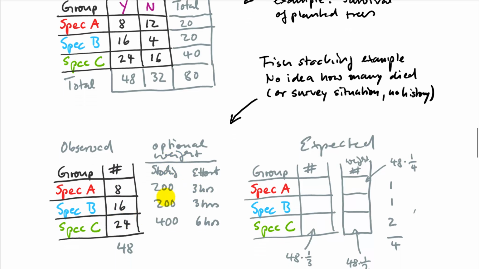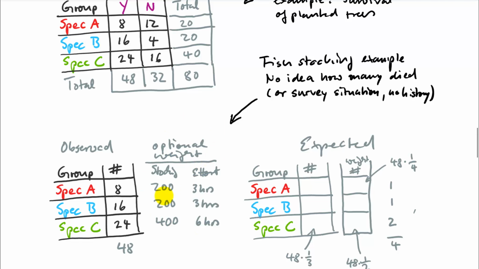So what I can do is sample this lake through casting a net or by maybe fishing for 3 hours or something like that, and see how many of each of those species I catch. So I catch 8, 16, and 24, just like that here. But I don't know how many died, so I just have a count and perhaps some optional weight variable. Let's say I had stocked them all with equal proportions, 200, 200, and 200. Then I don't need this weight.